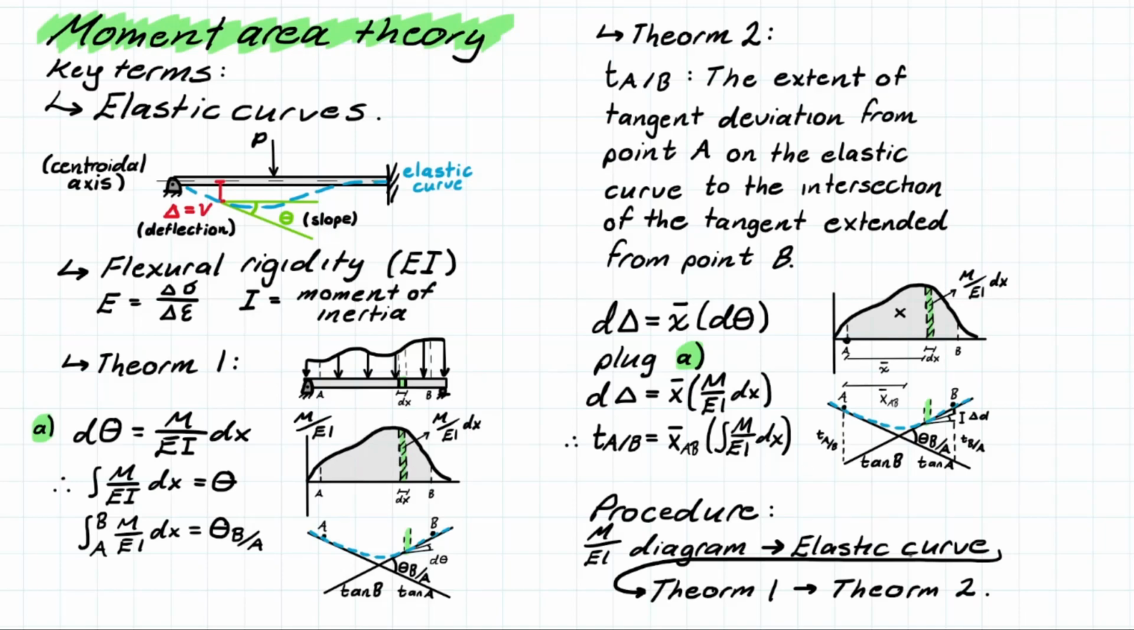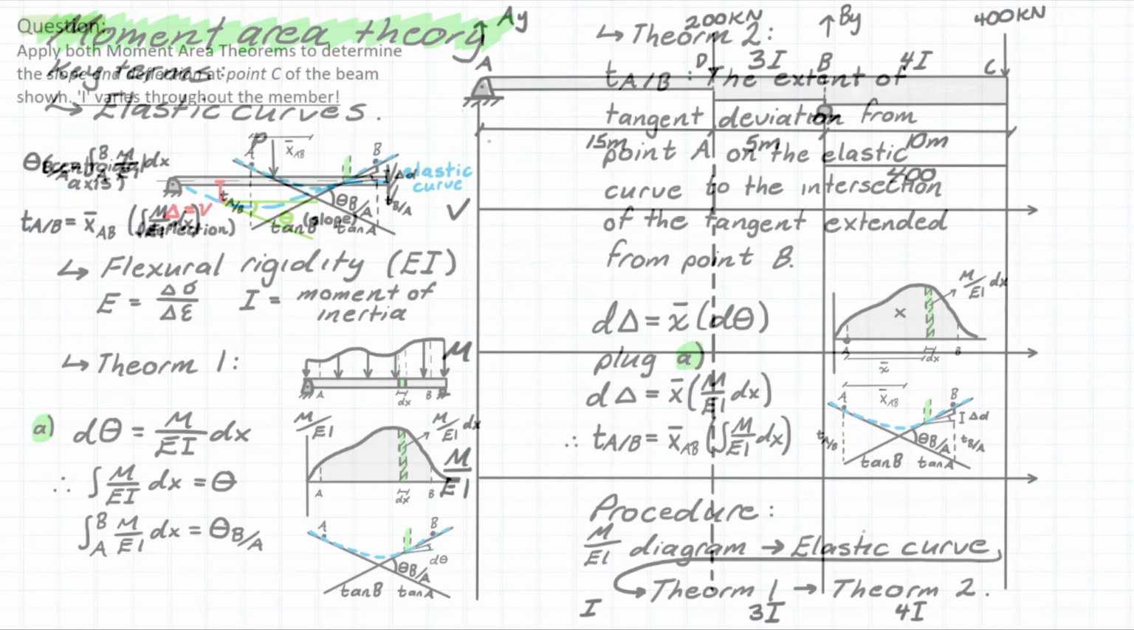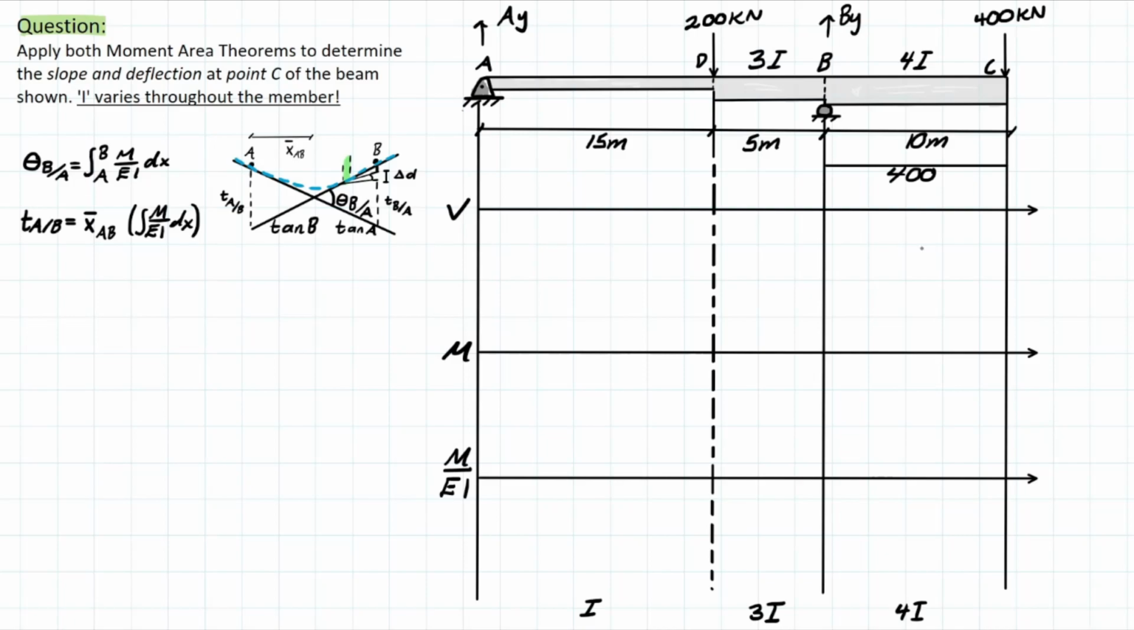We have to predict an elastic curve, and then we apply our theorems to the problem. So let's hop into that problem and see what we're dealing with. Alrighty, so here's the problem, and here is the beam configuration that we're dealing with. And the problem is asking us to use the moment area theorems to find the slope and deflection at point C, which is at the end.